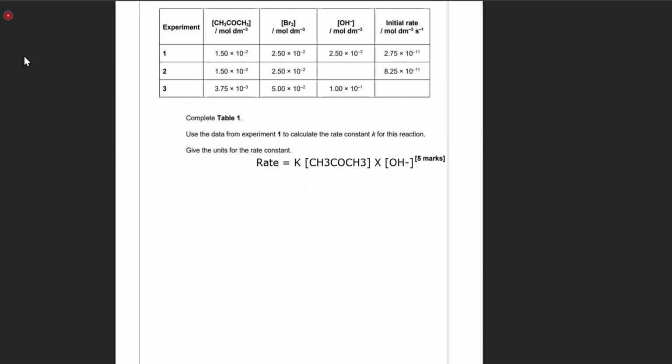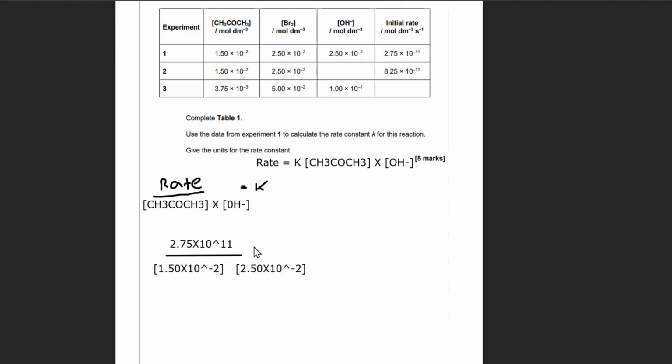This is where you get to practice your rearranging skills. In order to isolate k, we're going to divide the rate by the propanone concentration times the hydroxide concentration. So we're going to go rate over that, and that is going to rearrange to give k. Now we just want to substitute the numbers in to work out k.